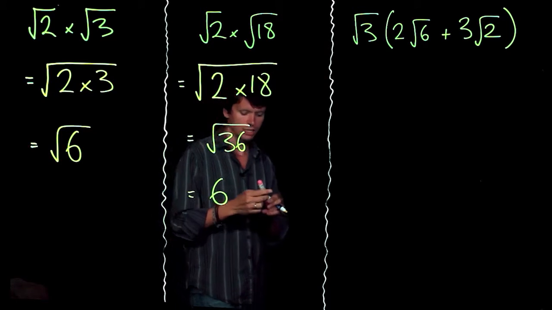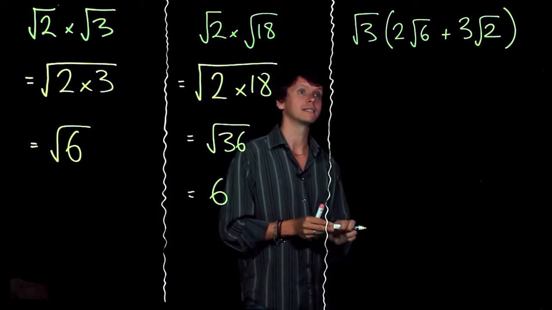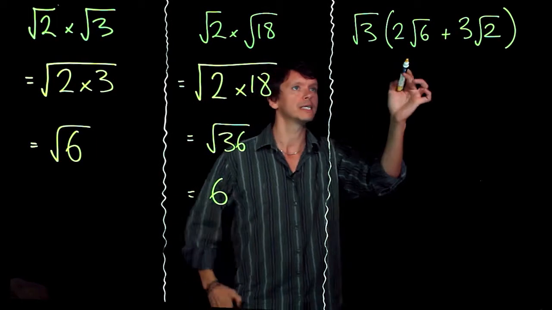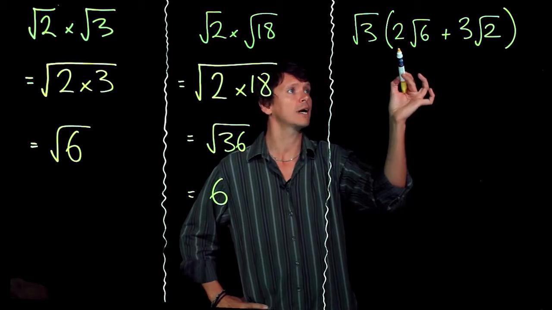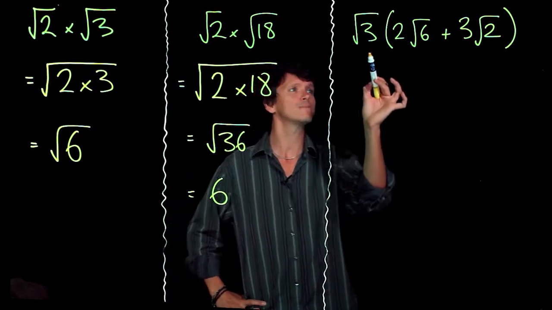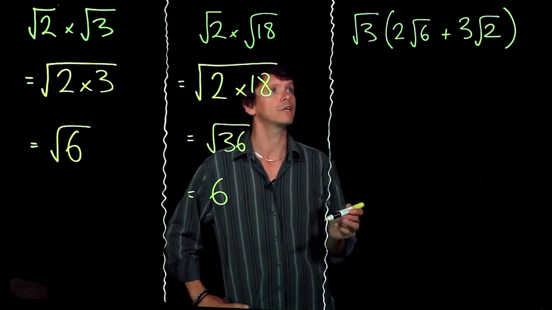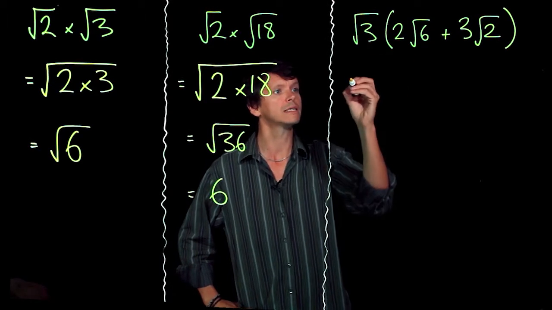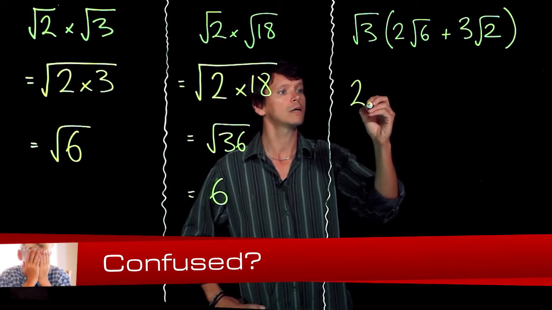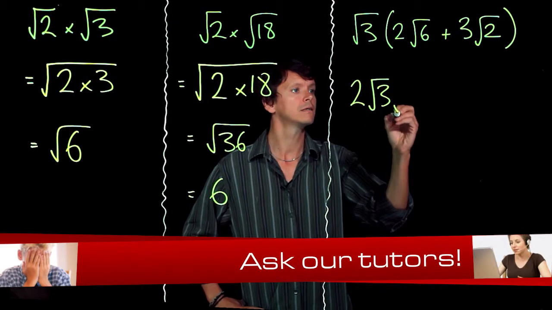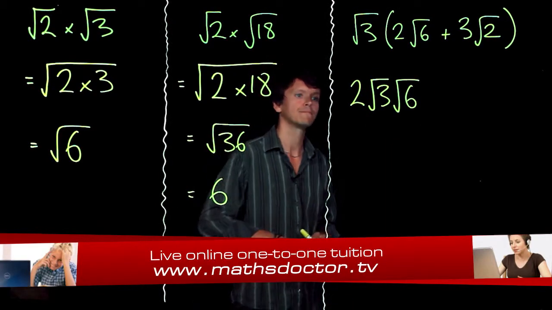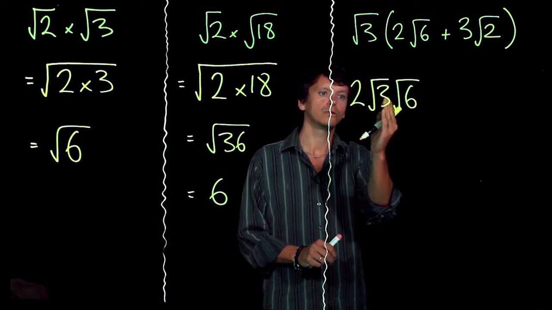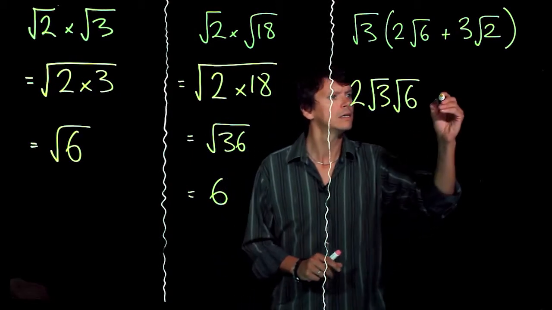Finally, let's have a look at this, what looks like quite a complicated example, but we're only going to use the same ideas again. We've got root 3 outside of a bracket, inside the bracket 2 root 6 plus 3 root 2. So we need to multiply each term inside the bracket by root 3. So let's do that. First of all, we're going to multiply root 3 by 2 root 6. So we're going to get 2 times root 3 times root 6. All I've done is reordered those, root 3 times 2 times root 6, 2 times root 3 times root 6.